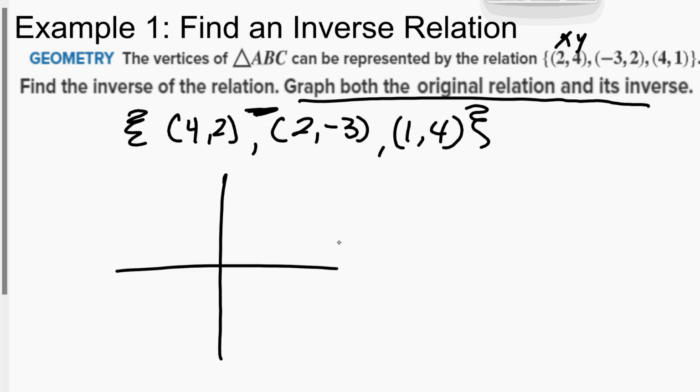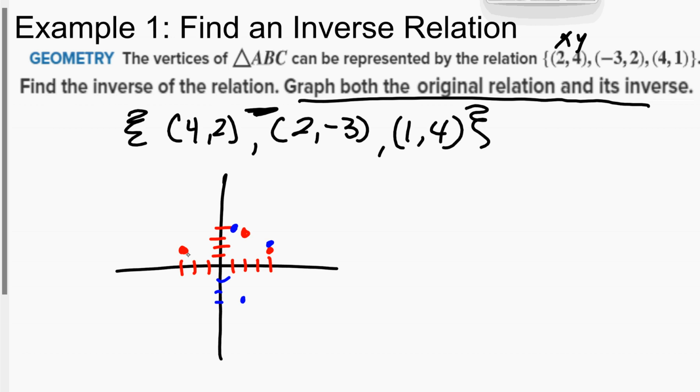Okay, so if we graph this, it would be 2, 4. So 1, 2, 1, 2, 3, 4. -3, 1, 2, 3, 2. And then 4, 1, 3, 4, 1. It looks like that. And then if we graph the inverse, we go 4, 2. So 4, 2 is a little bit higher than that one. 2, -3. So 2, -3 looks like that. And then 1, 4, 1, 4 looks like that.